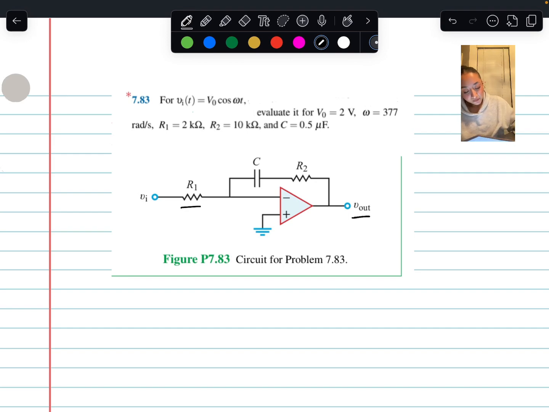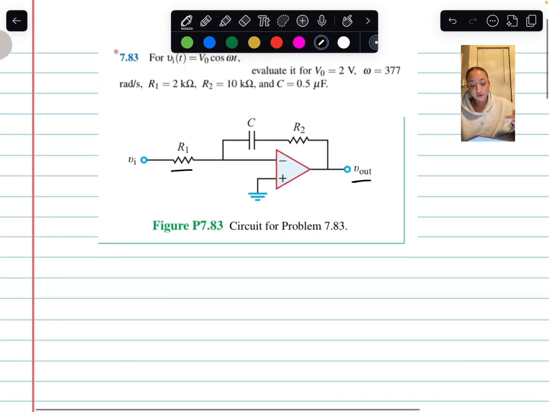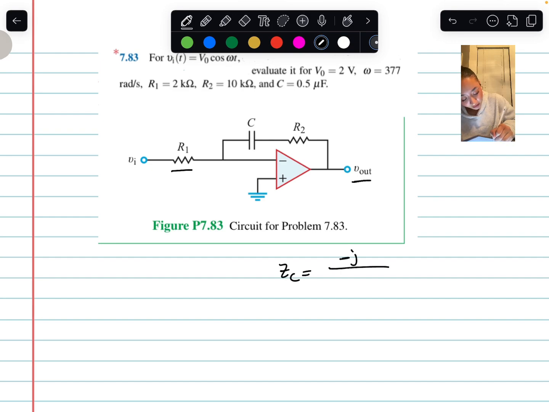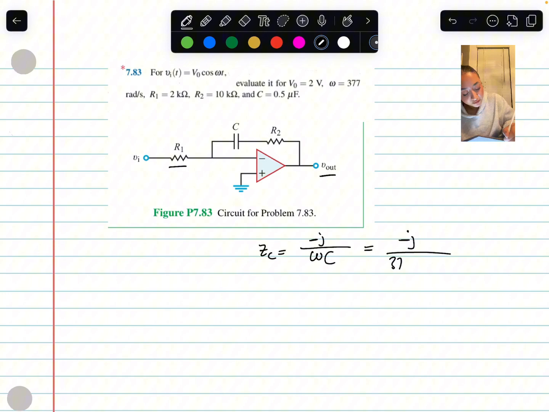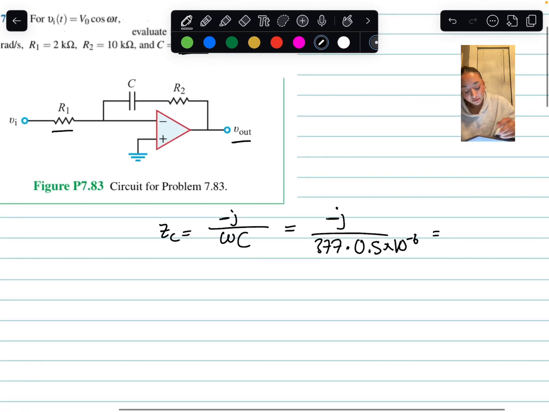So the first thing I'm going to do is convert the capacitor to its impedance form using phasor domain. We already know that the formula is negative J divided by omega C. C is the capacitor, and we're given the value, so it's negative J divided by 377 times 0.5 times 10 to the negative 6, because microfarads is 10 to the negative 6. Then I'm going to put that into my calculator.